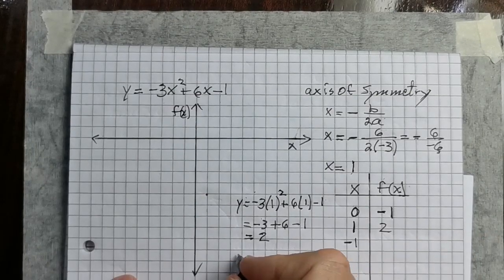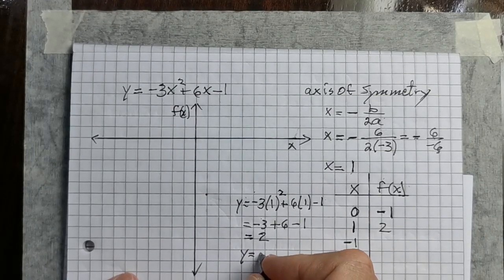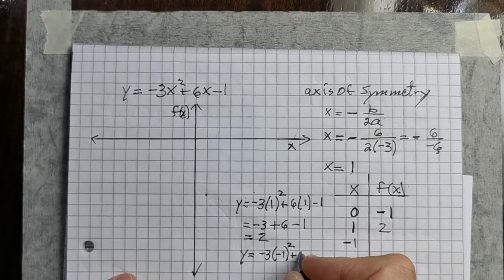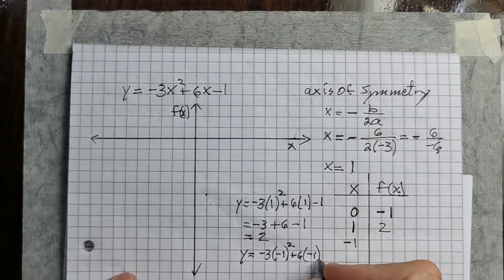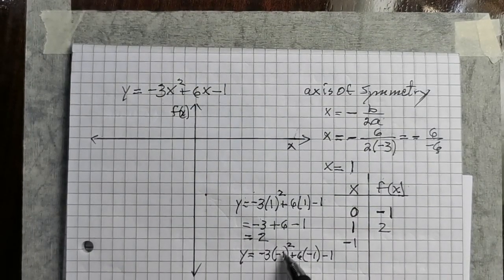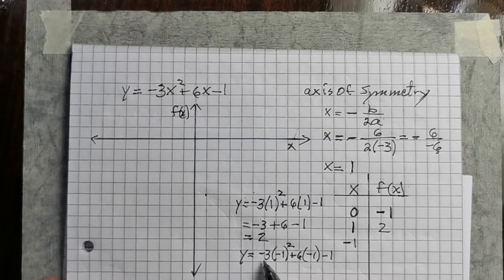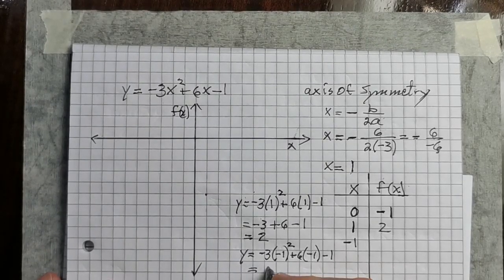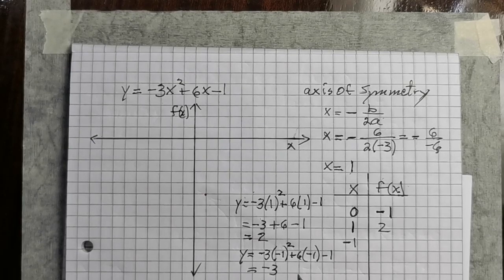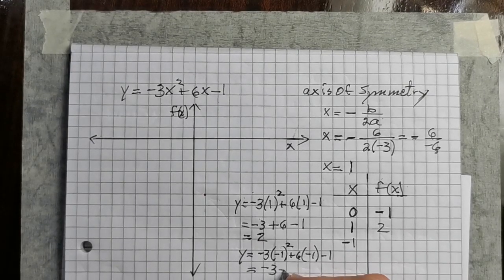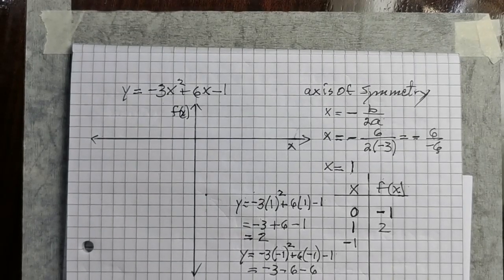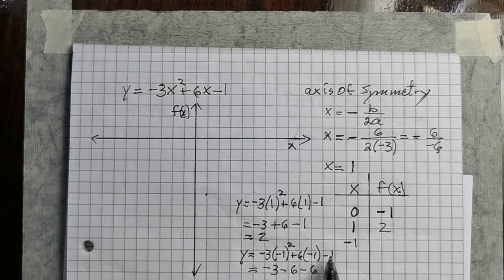Negative 1. Okay. Y equals negative 3 times negative 1 squared plus 6 times negative 1 minus 1. Okay. Putting in negative 1. Negative 1 squared is positive 1 times negative 3. Positive 1 times negative 3 is still negative 3. And then plus 6 times negative 1, which means subtract 6, and then subtract 1. What do we get out when we have negative 1?